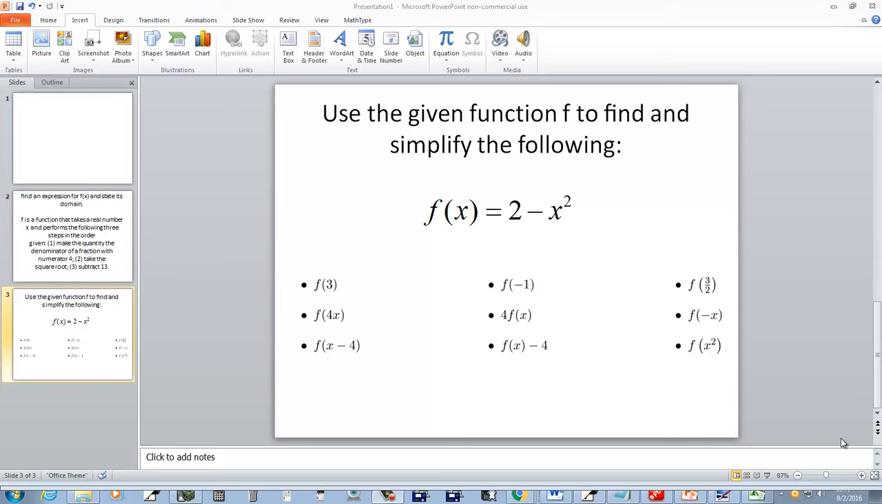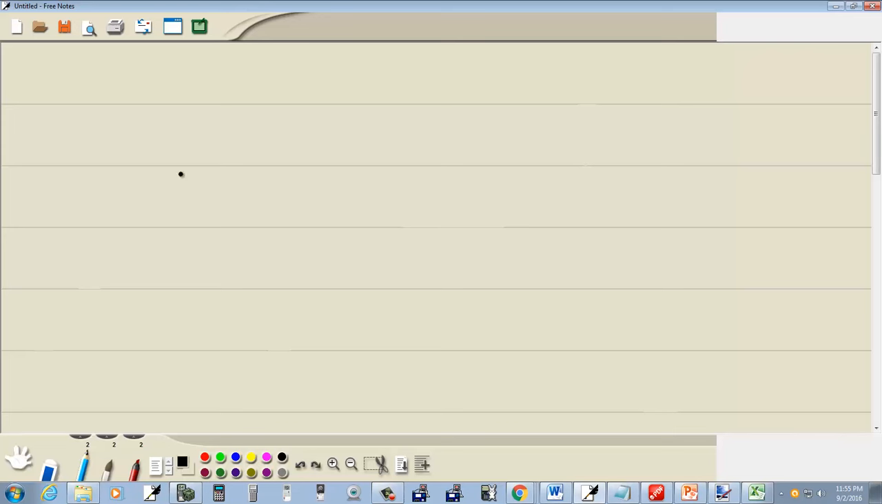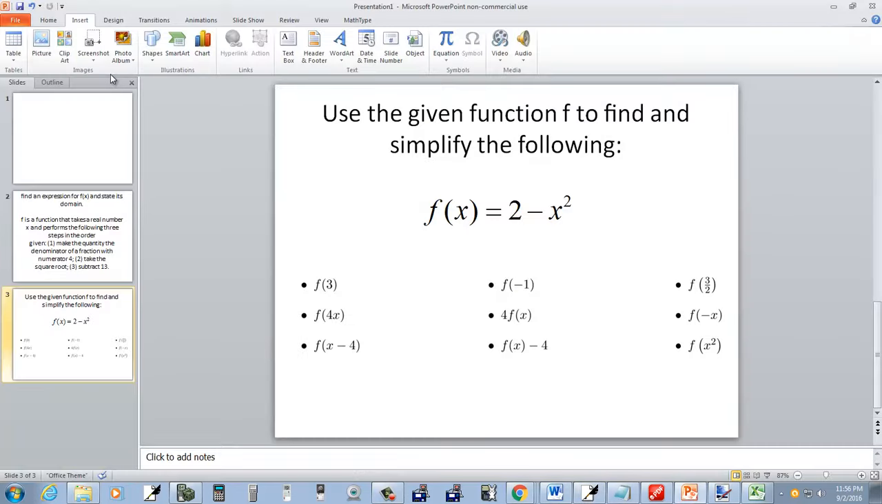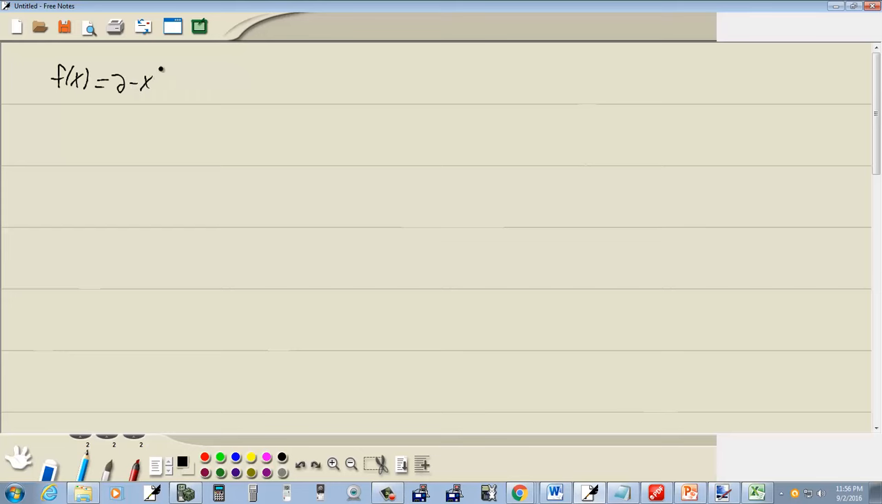Let's take a look at this problem. We got f of x is equal to 2 minus x squared. And we want to find f of 3. This is just evaluating a function. And it's always the same.